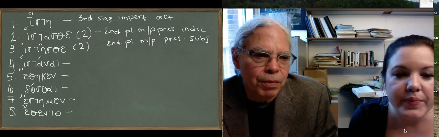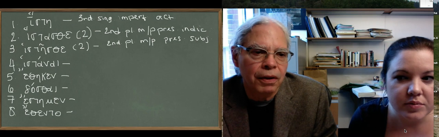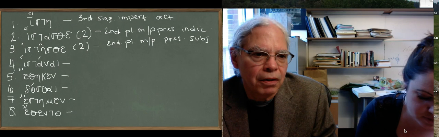The next form is histanai, again, reduplication with an iota. The stem is sta, then nai, that's the active infinitive ending, okay? So it's present, active, infinitive.